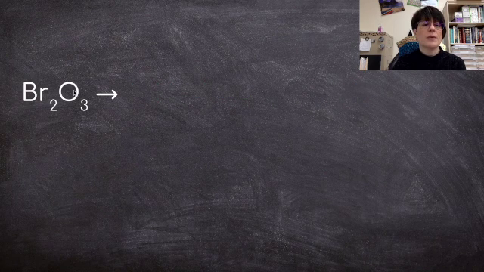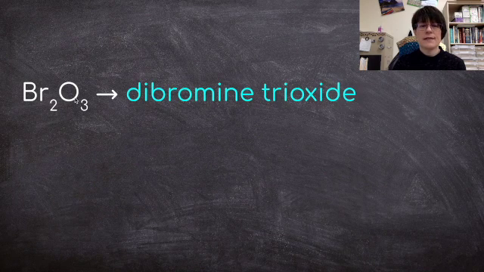Here we have bromine and oxygen, so it would be 2, which is di, so dibromine. 3 would be trioxide. So dibromine trioxide.